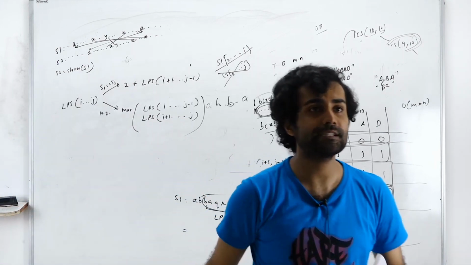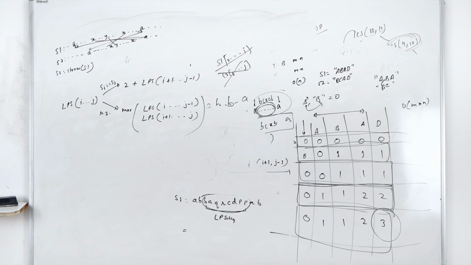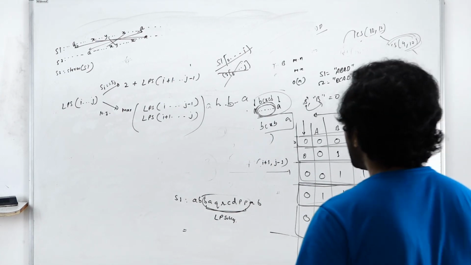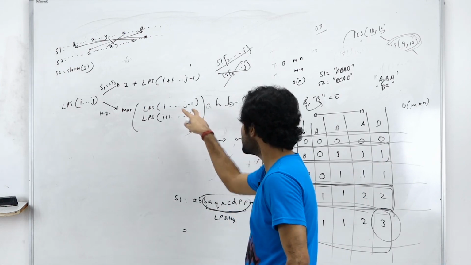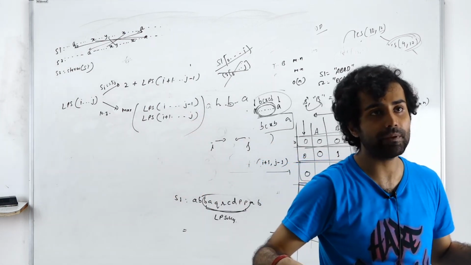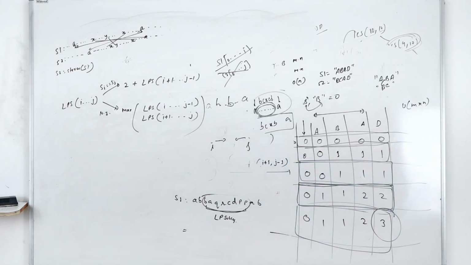What will be the termination condition over here? Yes, very good. Don't you think that i and j both are coming closer to each other? The way recursion calls are happening, i and j both are coming closer to each other. So eventually what would happen is that i and j both might become equal. Don't you think so? Yes or no? Both of them might become equal.